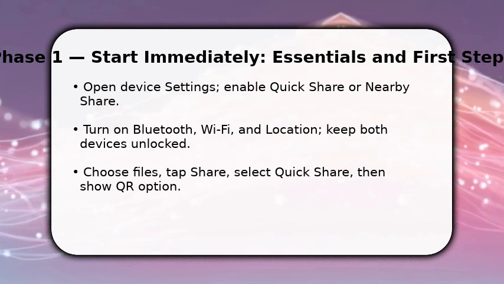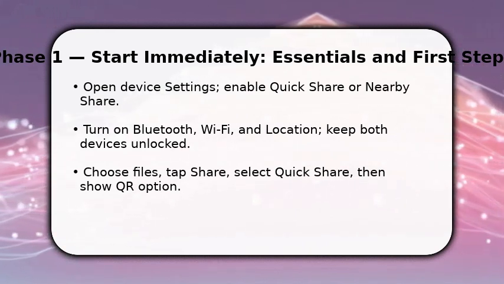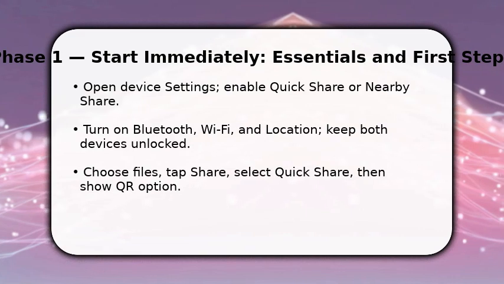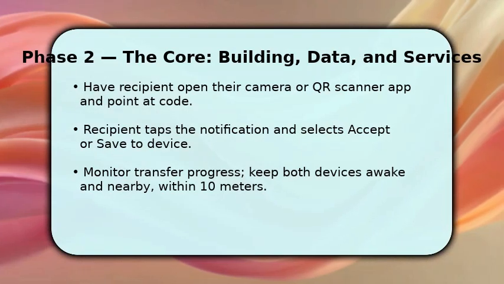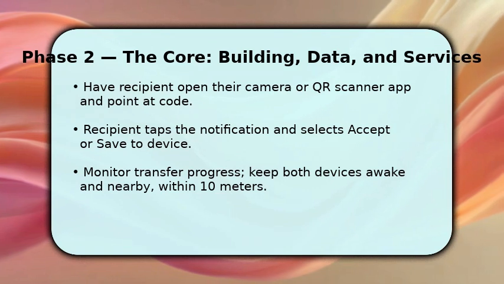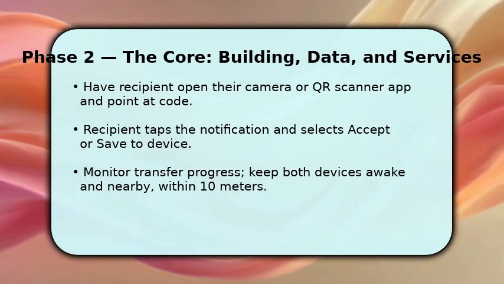This creates a temporary session. You'll see a visible QR on screen. Don't close the app because that invalidates the code. Now you instruct the recipient to open their camera or QR scanner and aim at the on-screen code.